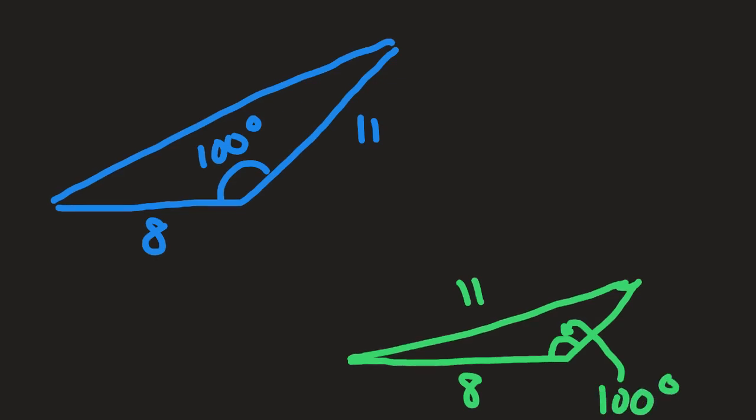So you'll notice that on this first one, the 11 and the 8 are next to each other with the 100 right between them. But on this one, the 11 and the 8 are next to each other, but the 100 is over here, not between them. So that's why they're not identical.